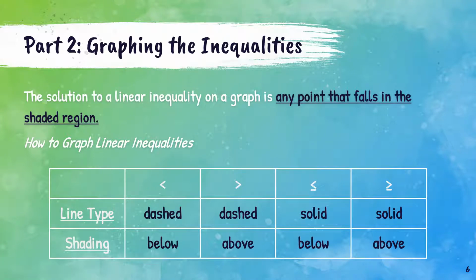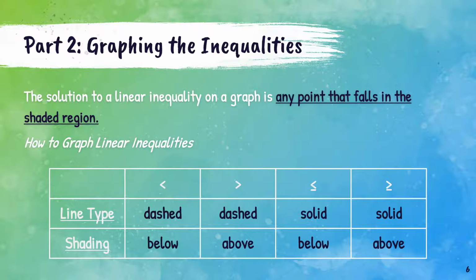We're looking at part 2 of how to graph linear inequalities. So first off, the solution to a linear inequality on a graph is any point that falls in the shaded region of that linear inequality graph. So we're going to have a few different types of lines. We're going to have dashed lines and solid lines.